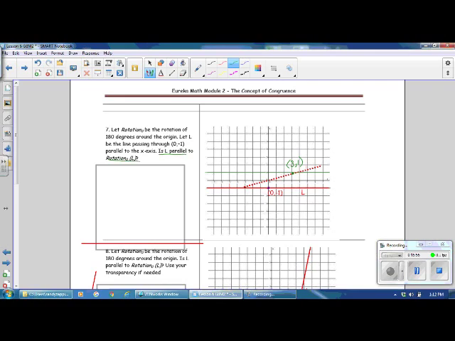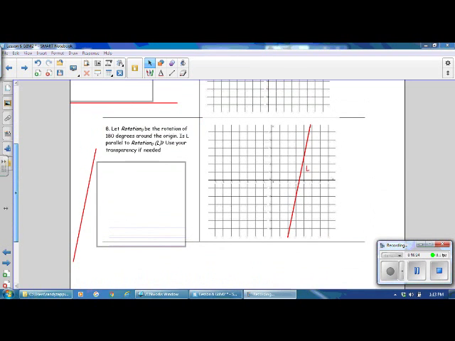Is L parallel to the rotation of L? So here is line L, and here is the rotation of line L, and they are parallel. If you extend both of them in either direction, they will never intersect. So let's write out our statement. The rotation around the origin of line L is parallel to L.